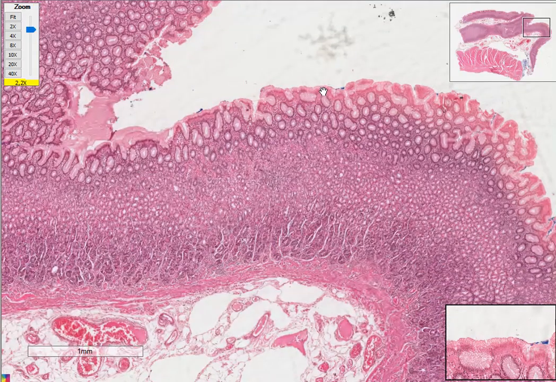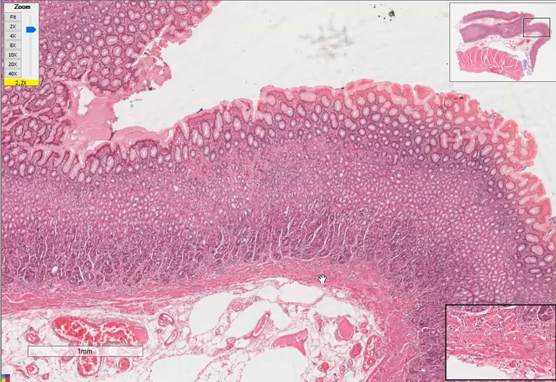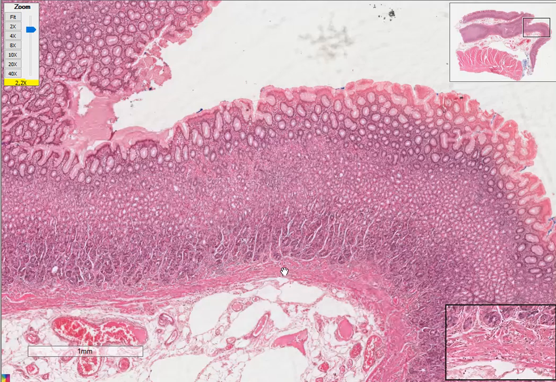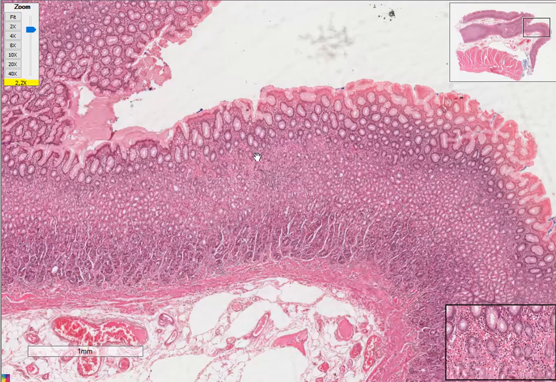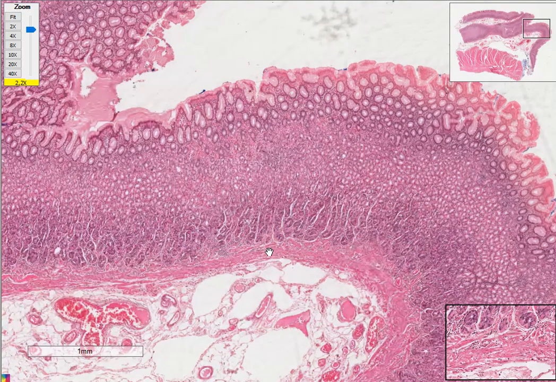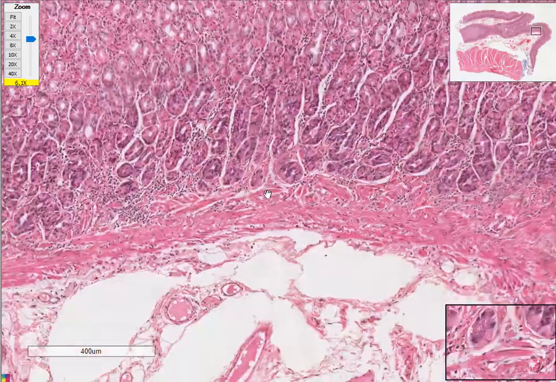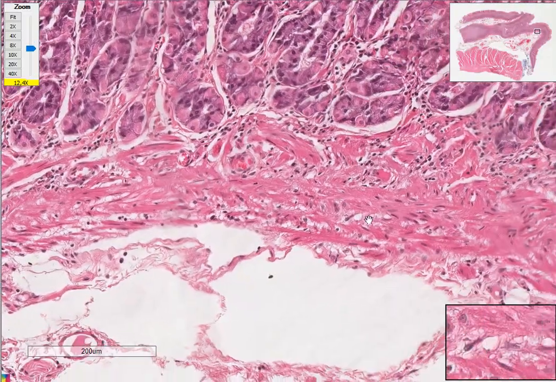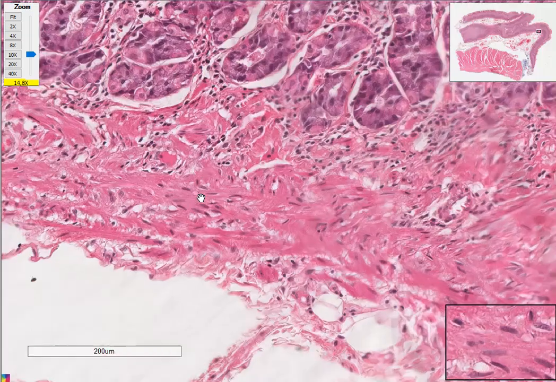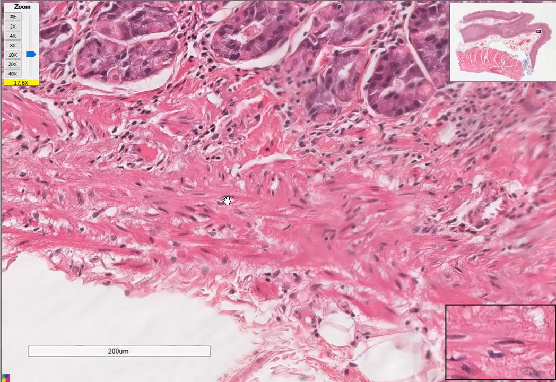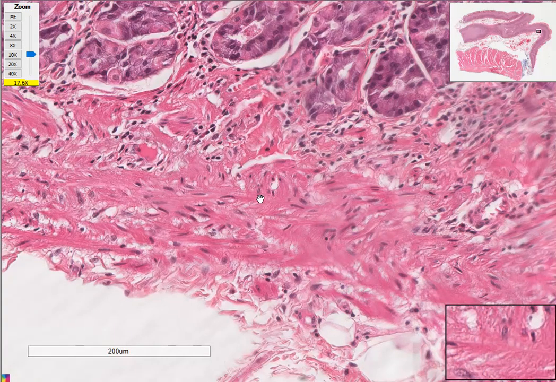As you can see, the mucosa extends from the surface epithelium all the way to the muscularis mucosa here, and consists of foveolar epithelium, lamina propria, and muscularis mucosa. And like I always mention, the muscularis mucosa is made of smooth muscle fibers. And how do we know? Because they have a cigar-shaped nucleus.